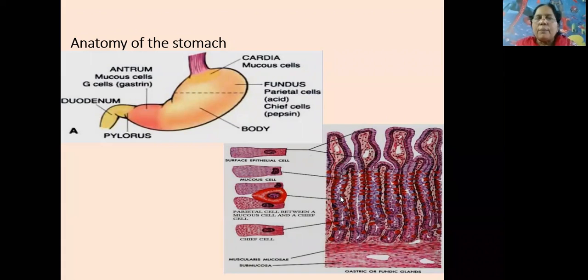This is the stomach histology, and the surface epithelial cells go down into the deep pits. There are mucosal cells which secrete mucus, and then the parietal cells are present, and between them the chief cells also, and pepsin and acid are being secreted.